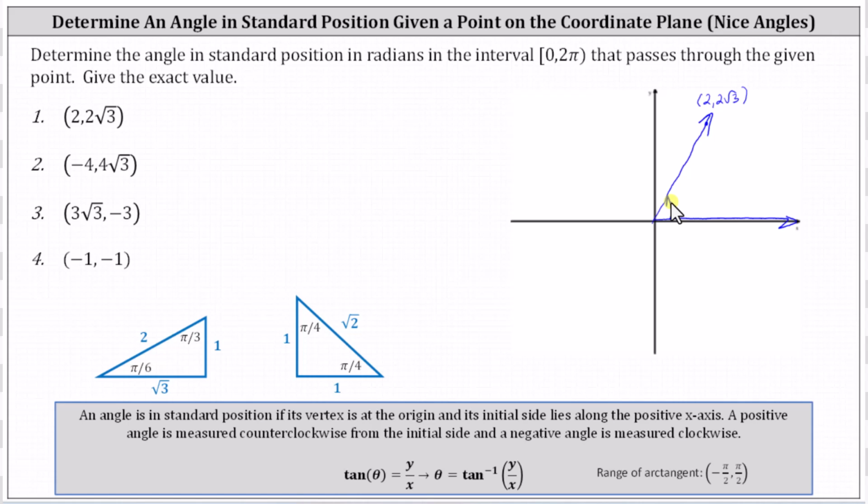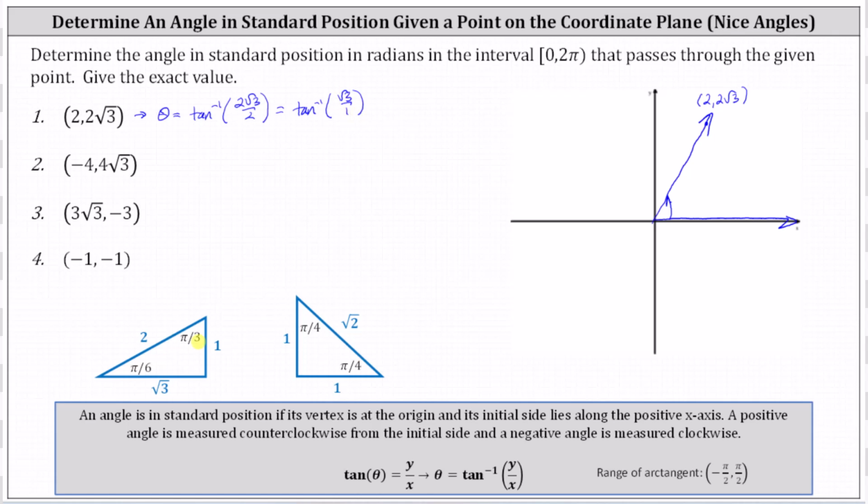Recall that tangent theta is equal to y divided by x, which indicates theta is equal to inverse tangent of y divided by x. Therefore, for number 1, theta must equal inverse tangent of y divided by x, which is 2 square root 3 divided by 2, which if we simplify, we can write as inverse tangent of square root 3 divided by 1.